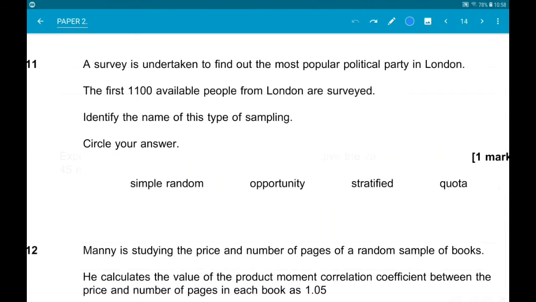A survey is undertaken to find the most popular political party in London. The first 1,100 available people in London are surveyed. Identify the name of the sampling method. So we're sampling whoever we can find, its opportunity.